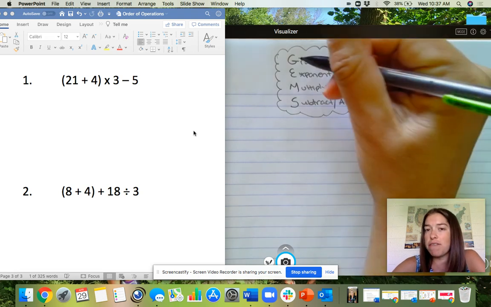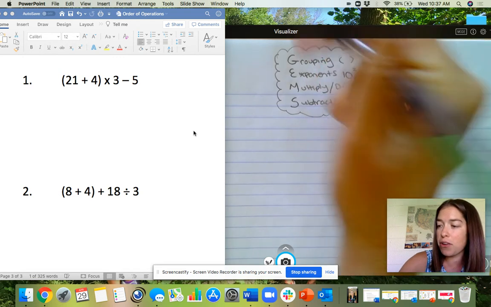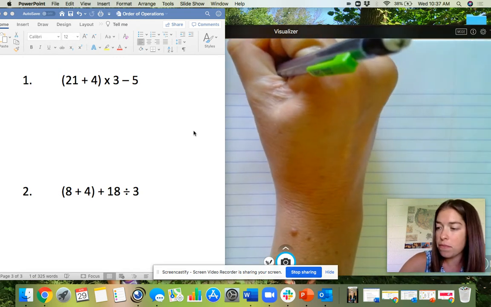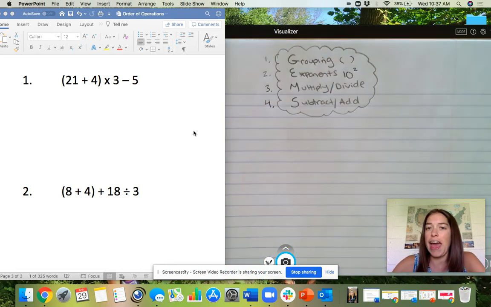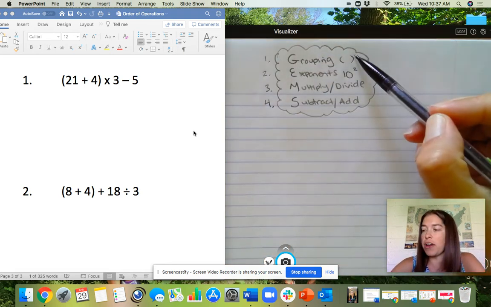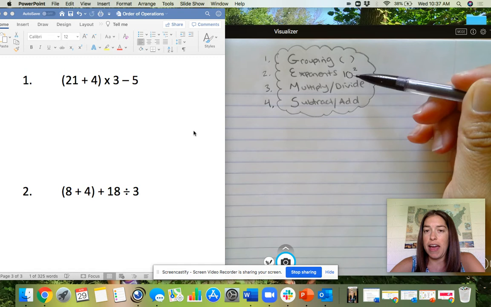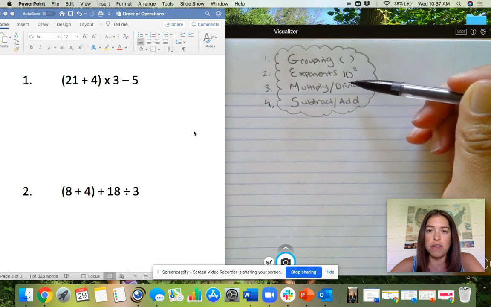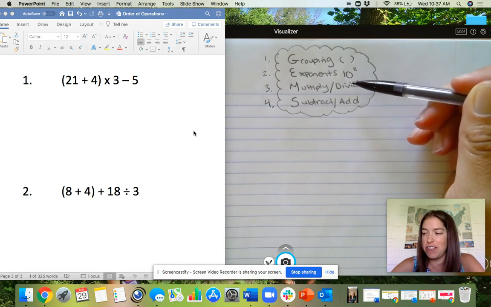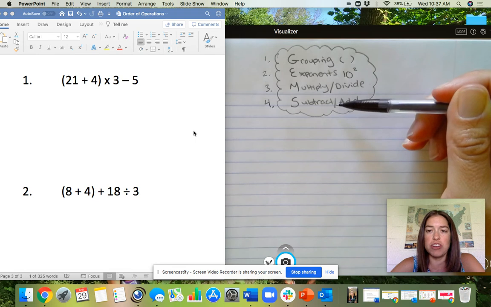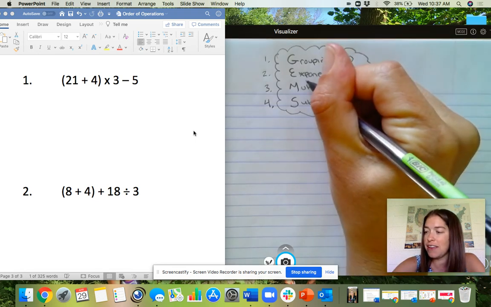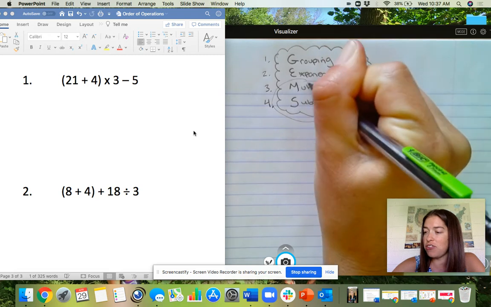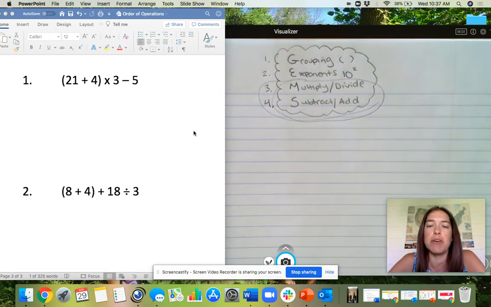Remember that these go in a very particular order. If we were going to number them, we have to go in this order. So I have to do my grouping symbols before I can do any exponents. I have to do my exponents before I can do any multiplication or division. And I have to do my multiplication and division before I can do any subtraction or addition. This is the area we tend to get a little bit tricked in with our multiplication and our division. So today we're going to be very focused, remembering that we have to multiply and divide before we can subtract and add.